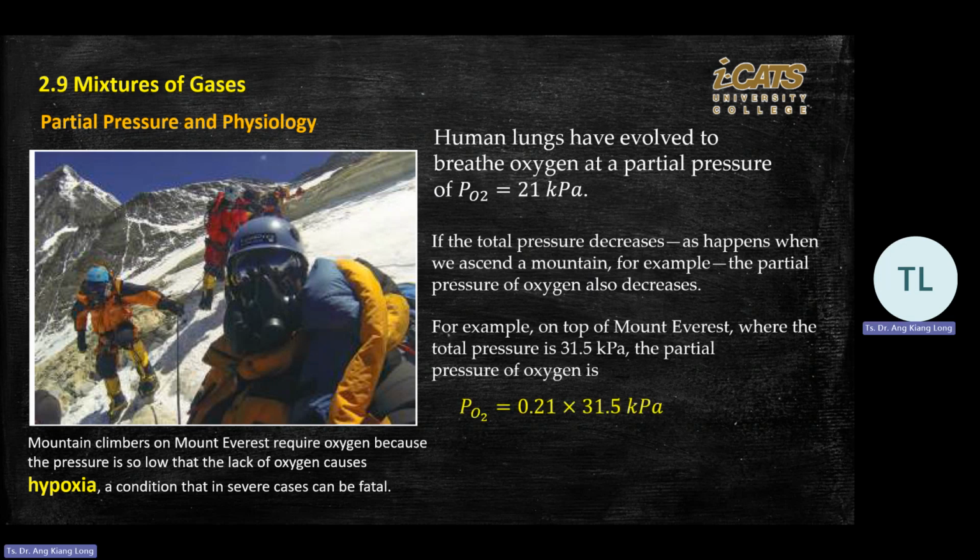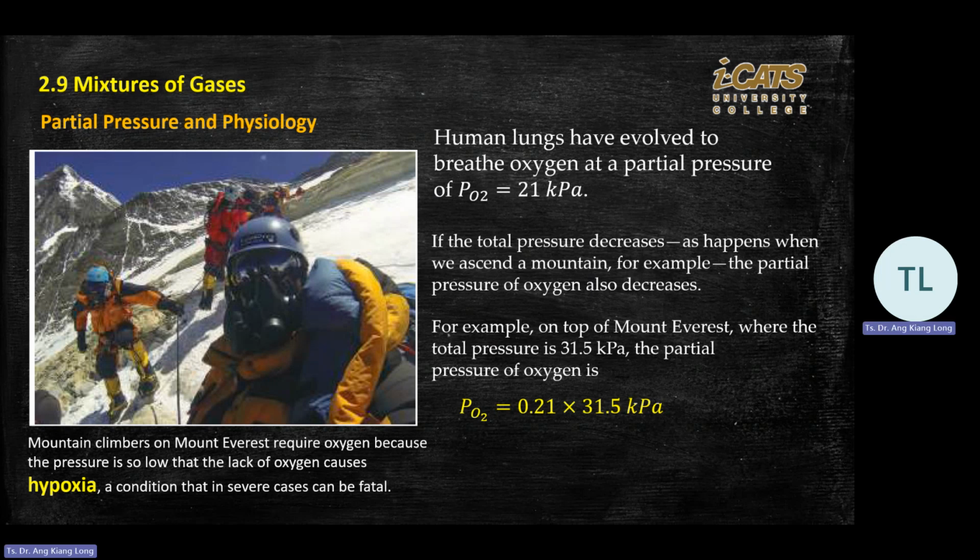So human lungs are able to take in 21 kilopascal at sea level. If the total pressure decreases, the partial pressure also decreases, because Dalton's law tells us P total, if the P total decreases, the partial pressure of individual gases also decreases. So if you climb higher and higher, the amount of oxygen also decreases.